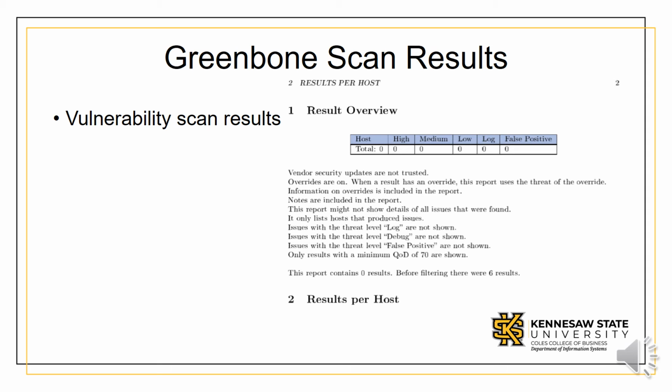It also explains that in a filtered report, threat levels of log, debug, and false positives are not shown, and that only results with a minimum QOD of 70 are shown. QOD stands for quality of detection, so any results with a score lower than 70 are not included.